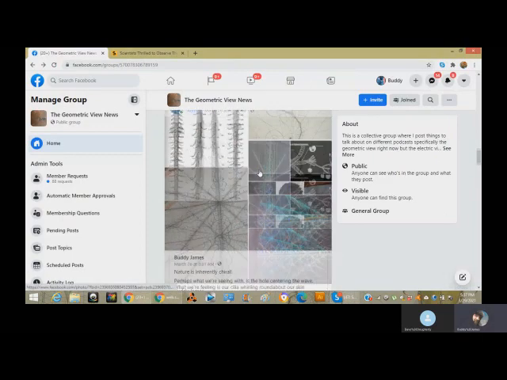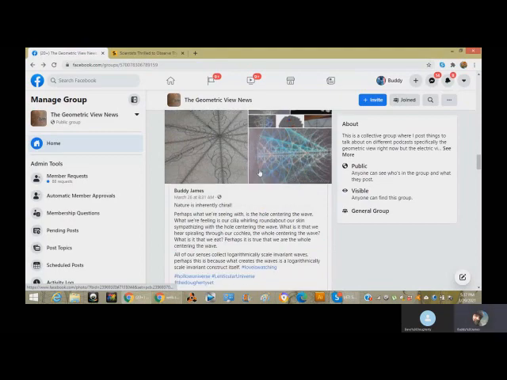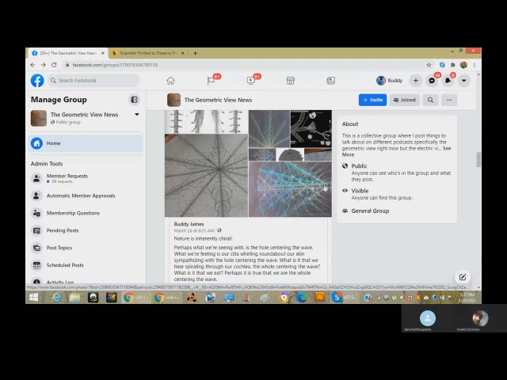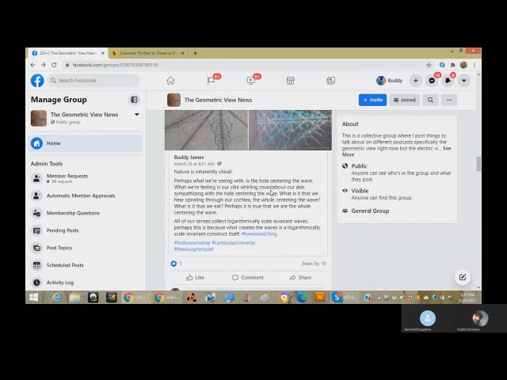Nature is inherently chiral. Perhaps what we are seeing is the whole centering the wave. What we're feeling is our cilia whirling round about our skin, sympathizing with the whole centering the wave. What is it that we hear spiraling through our cochlea? The whole centering the wave, perhaps? What is it that we eat? Maybe it is true that we are the whole centering the wave.